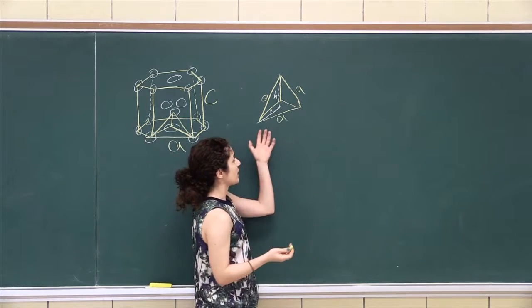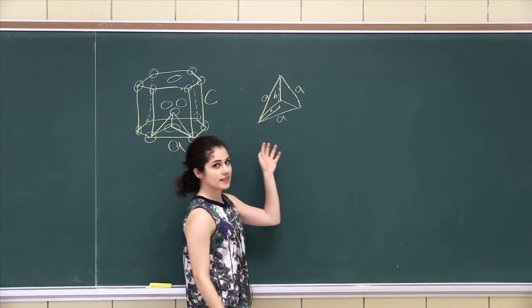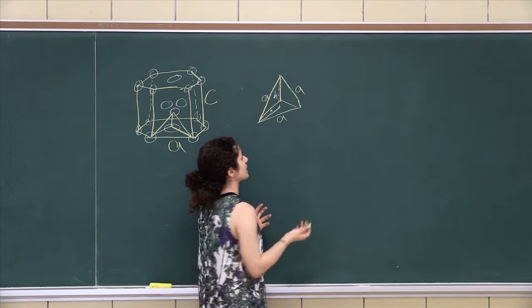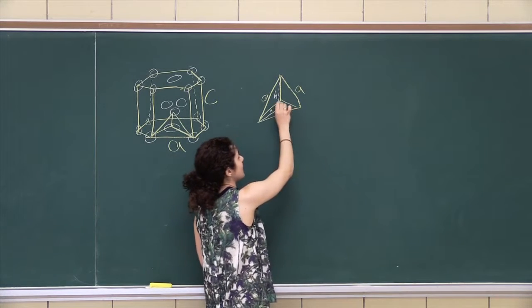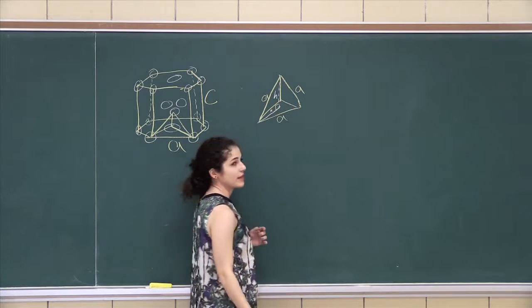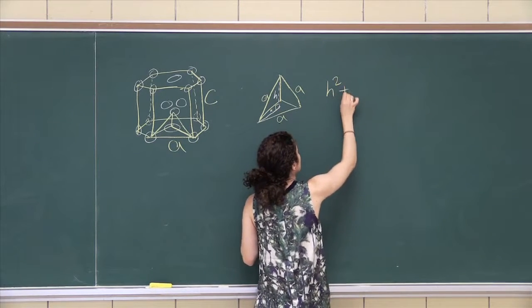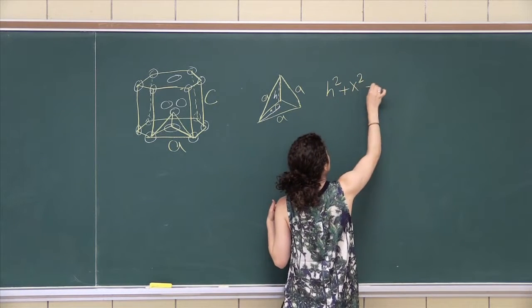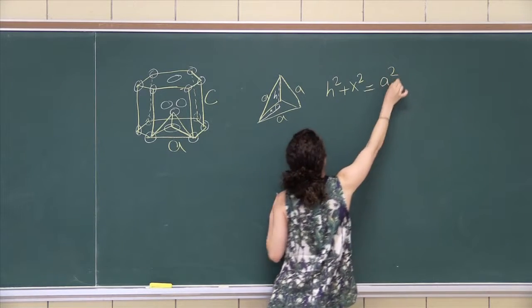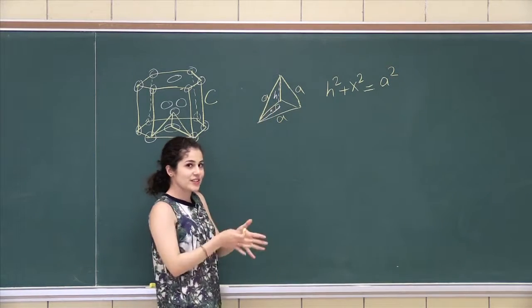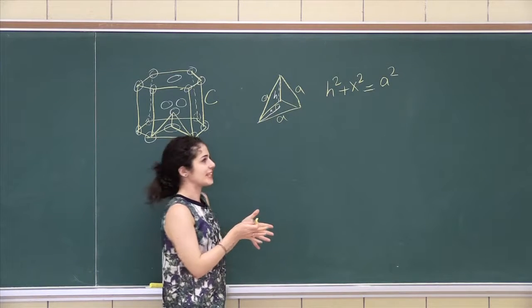But what we know is that we have an H and an X, both unknown, except we want to relate these things. So how I would relate this, because this is a right angle triangle, I would say that H squared plus X squared is equal to A squared. And that would just be the interior triangle of this tetrahedral site.